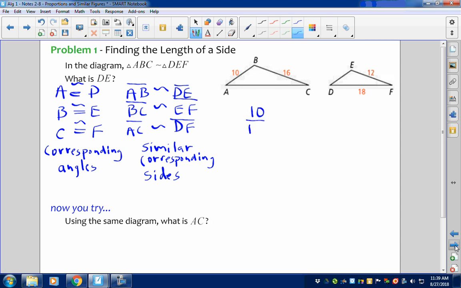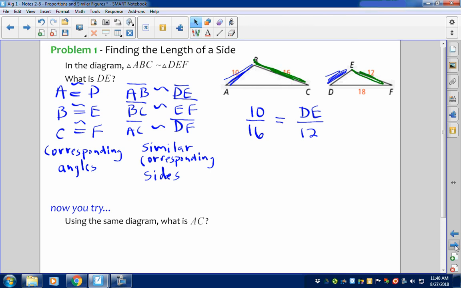10 is to 16 in the large triangle, as DE is to 12 in the smaller triangle. Notice that this left-hand side, AB, corresponds to the missing side, DE. And this side over here, the 16, corresponds to the 12. Notice how they are written straight across from each other.